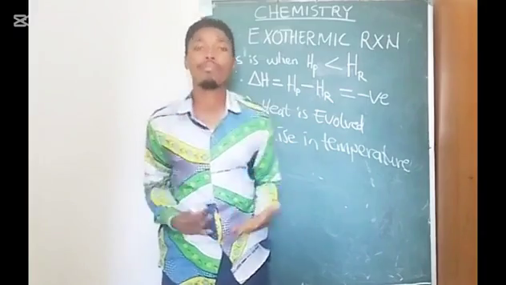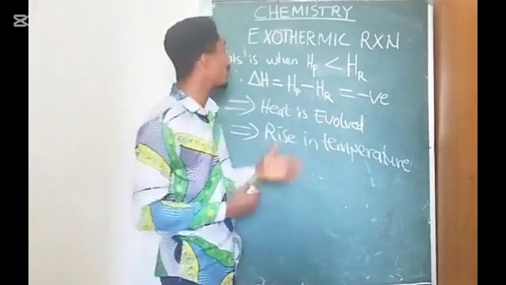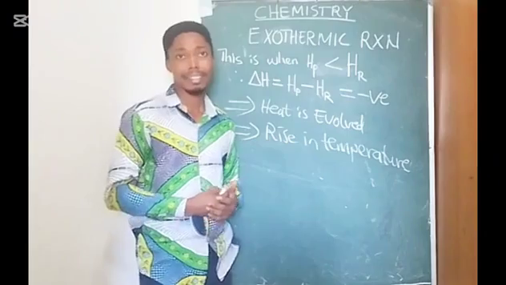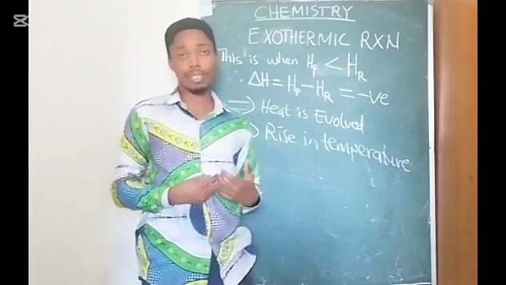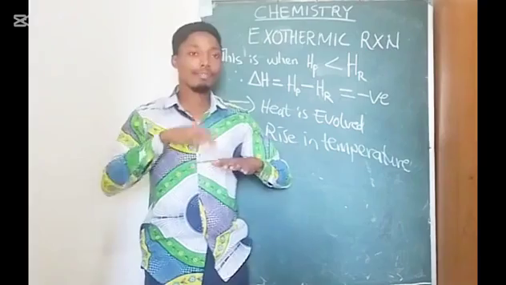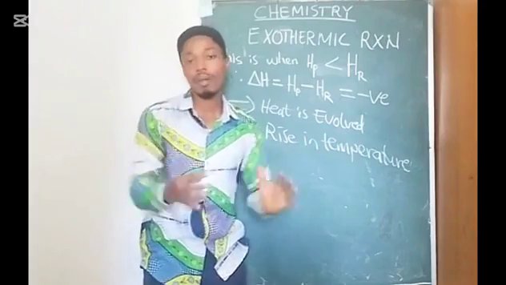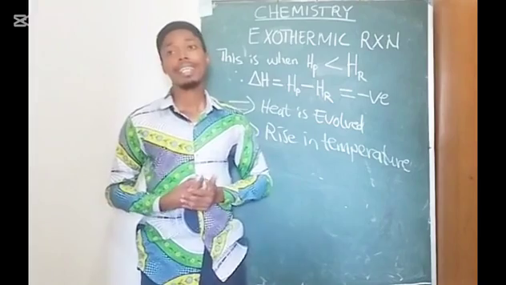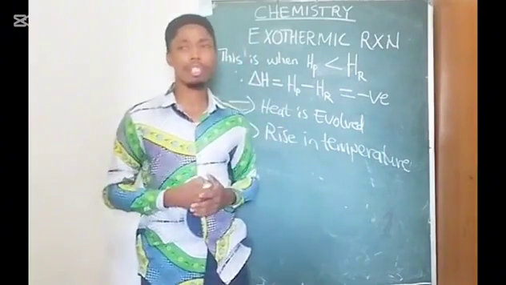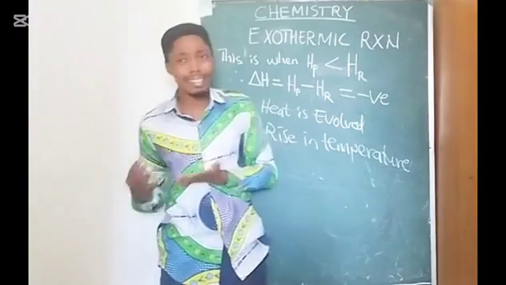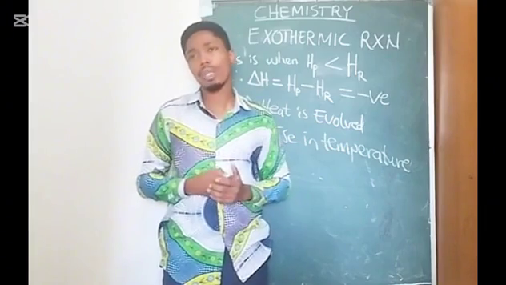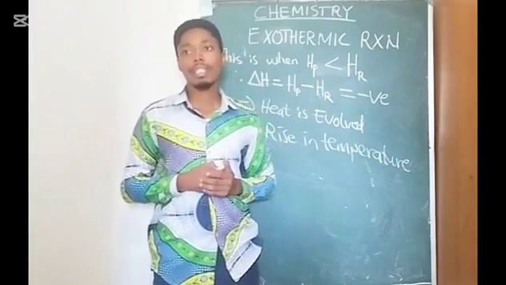For example, all combustion reactions are exothermic reactions because combustion reactions involve burning. Yes, reactions by which a compound or a substance burns in oxygen. So in that kind of situation, you can see that for any combustion reaction, the surrounding is hot. All neutralization reactions are also exothermic reactions, for example, the reaction between an acid and a base. Displacement reactions too are also exothermic reactions.